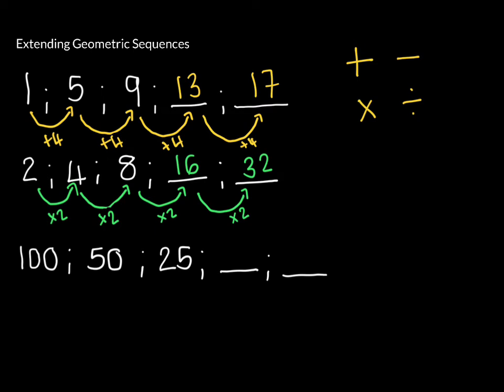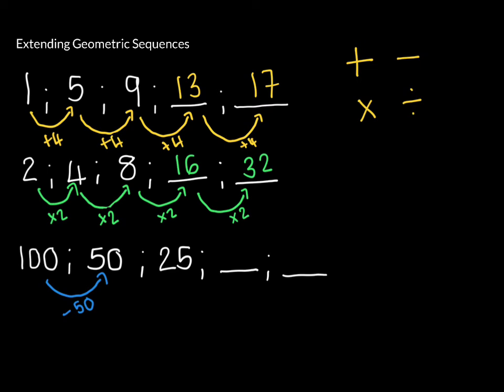So I don't think adding or multiplying is going to be the answer we're looking for because our numbers are getting smaller. So maybe let's try subtracting. Let's see if subtracting works. So to get from 100 to 50, that would be minus 50, which is good. 100 minus 50 will give us 50.